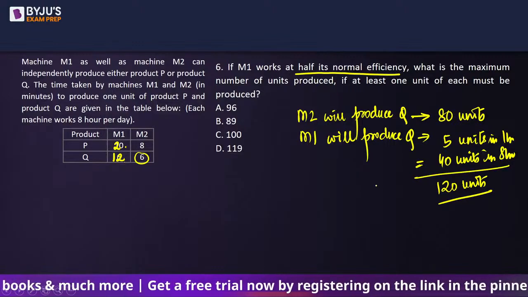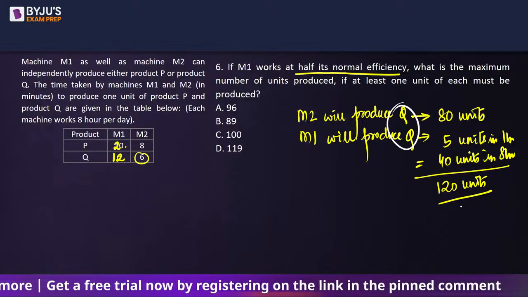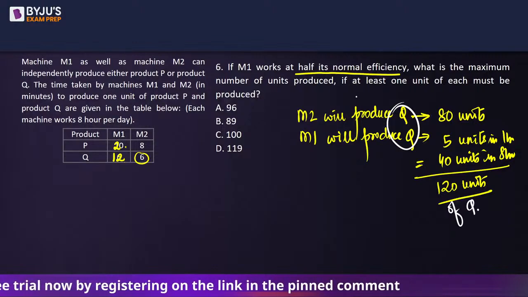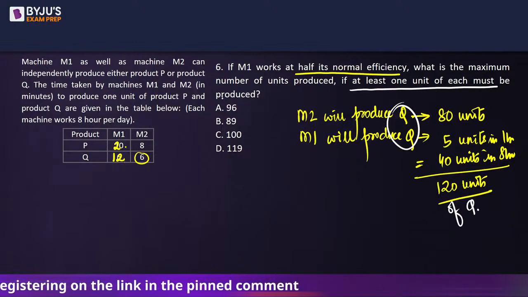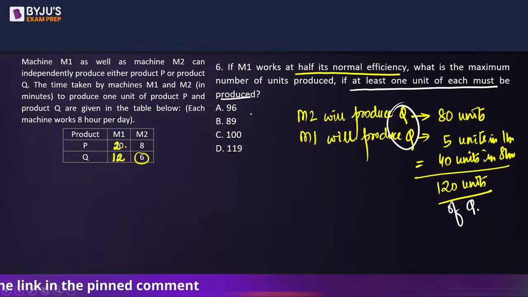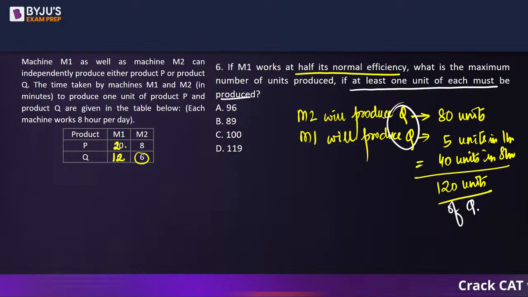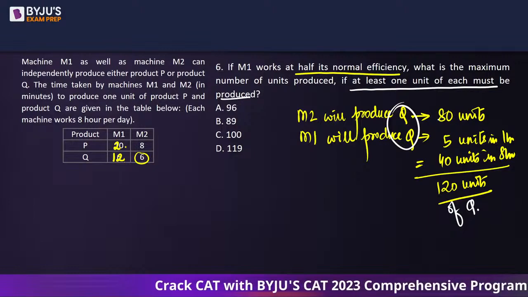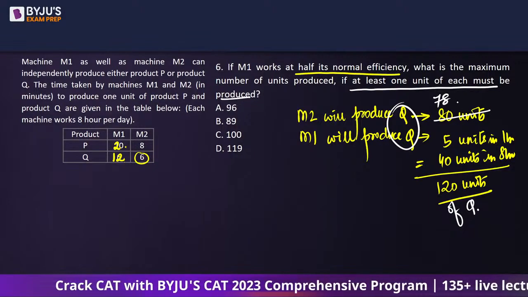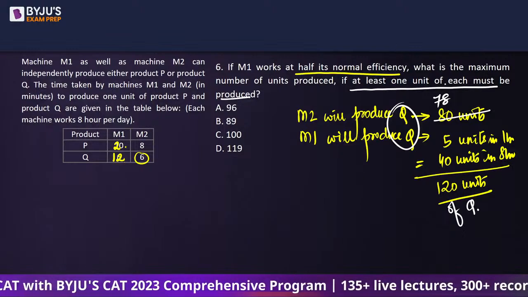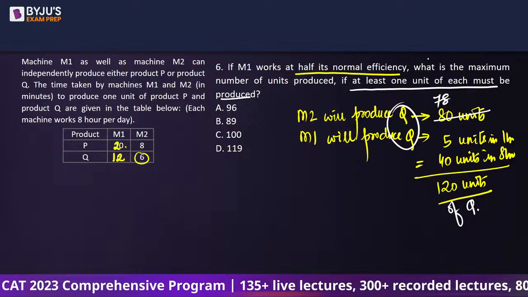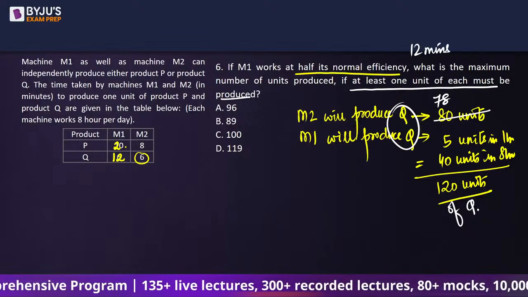But the problem here is that they both will end up producing 120 units of Q only, but it is given that at least 1 unit of each must be produced. So in that case, we should rather choose either M2 or M1. किसी एक को पकड़ लेते, ठीक है? So suppose M2 के जो ये 80 units produce हुए थे, out of these 80 units, if I produce only 78 units of Q, and if I produce 78 units of Q, that means 12 minutes we save, right?